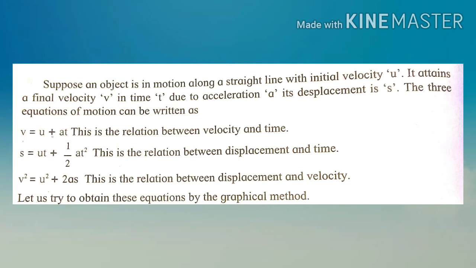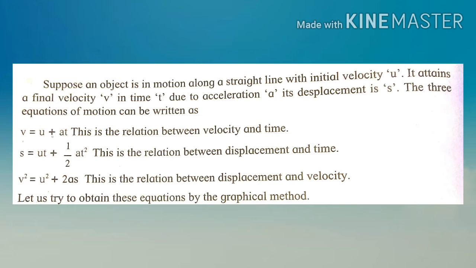Now, we discuss the equations of motion using the graphical method. We all know the equations of motion. For this purpose, we consider: let u be the initial velocity, let v be the final velocity, small t be the time period, small a be the acceleration, small s be the displacement.